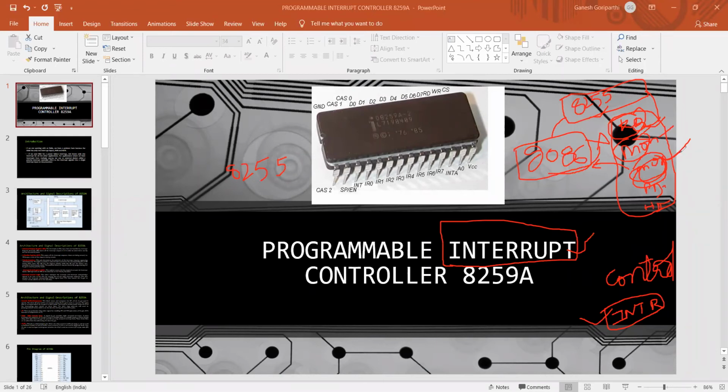In this manner, whatever device is connected to the 8086 processor, when it wants to communicate with the 8086 microprocessor, it has to send an interrupt signal that I want to communicate with you.